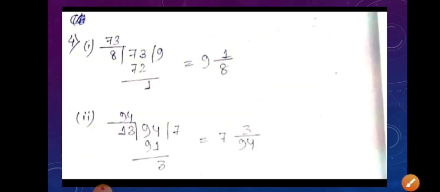Now coming to the fourth question, convert the following fraction into mixed fraction. We have to change this improper fraction into mixed fraction. To change an improper fraction into a mixed fraction, we divide. The first question is 73 upon 8. So we will divide it.